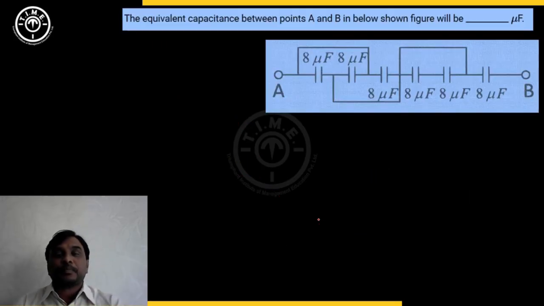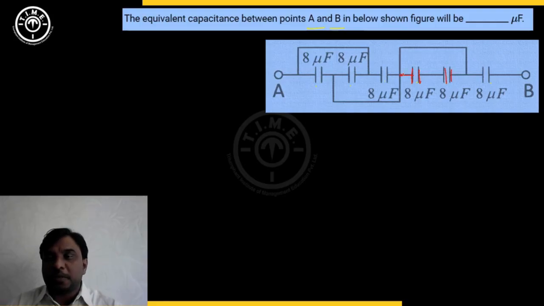Now see, this is one of the JEE Mains questions. Look at this: find the equivalent capacitance between A and B in the given circuit. How many capacitors do we have? 1, 2, 3, 4, 5 and 6. Well, now look at this. I am talking about these two capacitors.